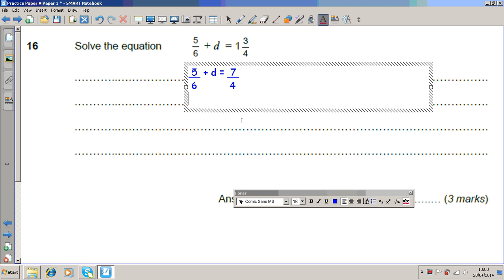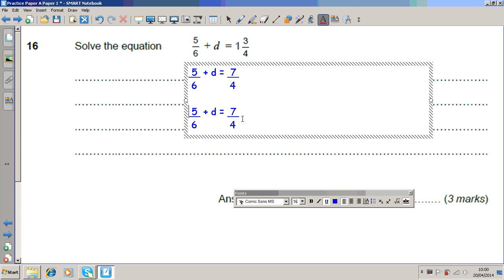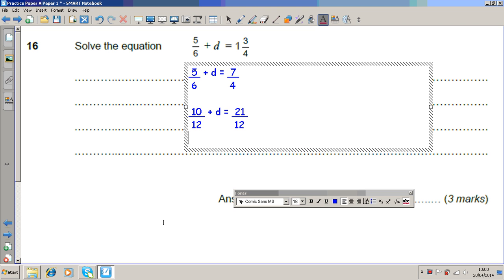Alright. So the next job, we need to make these two common denominators, because it's just going to make life a lot easier. So, there it is. Now I'm going to make this over 12, which means I've got to make that 10 12ths. I'm going to make that over 12, which is going to times that by 3, which is going to be 21 12ths.